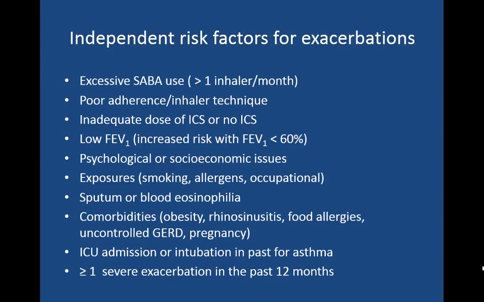Exposures, that's another one. Comorbidities that are uncontrolled, or even if they're controlled, like we said, pregnancy alone is a comorbidity for an increased risk of exacerbations. ICU admissions, or if they've had 1 or more severe exacerbations in the last year. Those are all some of the ones I would hope that you could pick out. We talked also earlier about the socioeconomic issues, that people who have a lower socioeconomic status, regardless of anything else, have an increased risk for poor outcomes with their asthma.